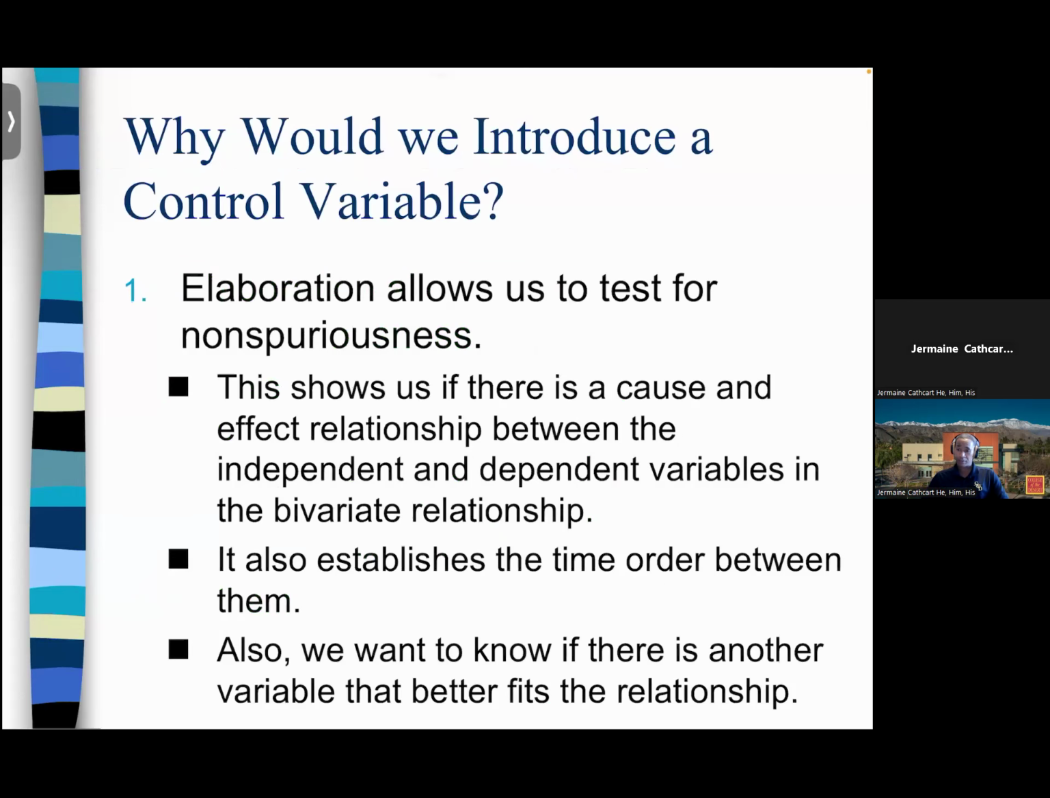Okay, the first thing that elaboration does is it allows us to test for non-spuriousness. So this shows us if there's a cause and effect relationship between the independent and dependent variable in a bivariate relationship. It also establishes time order. We also want to know if there's another variable that better fits the relationship. Okay, so a lot of stuff there. Let's try to make this a little bit simpler.